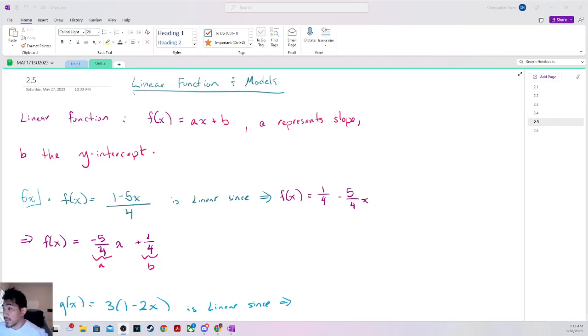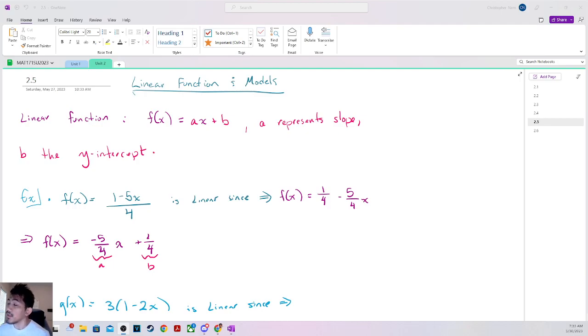So today we're going to talk about 2.5, linear functions and models. And this is going to be a very short one. We've already discussed some linear equations. Linear functions, I'm going to view them instead of as an equation, as a function, inputs and outputs. And we can express them in the form of ax plus b.